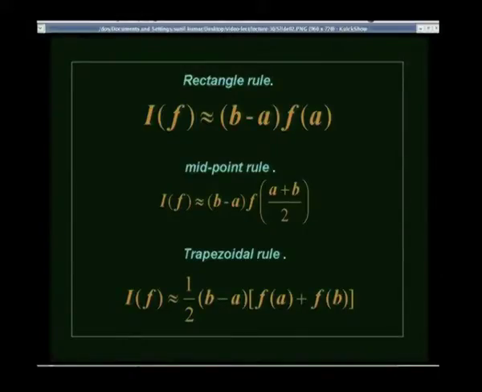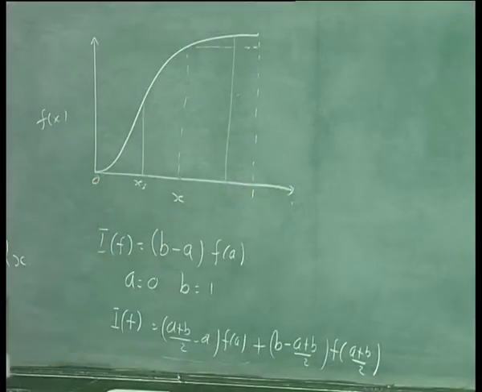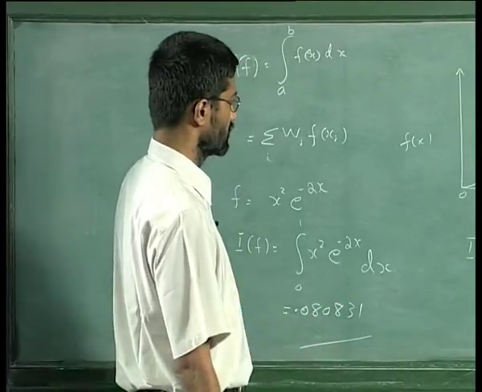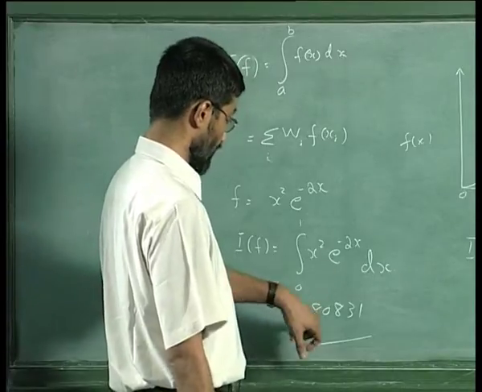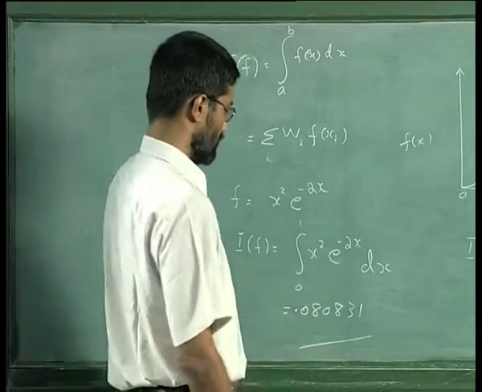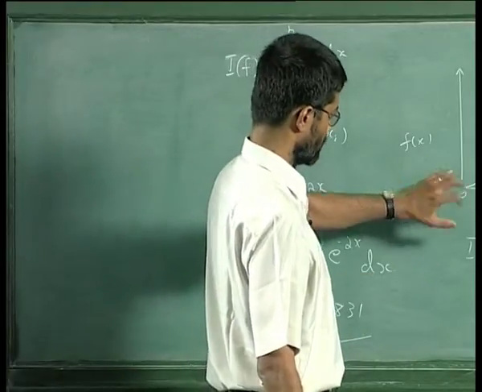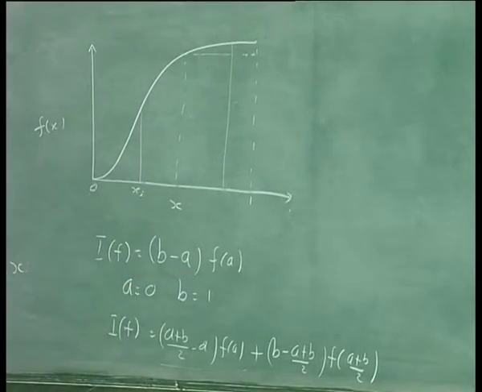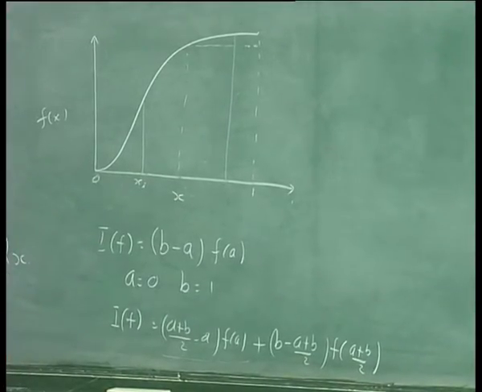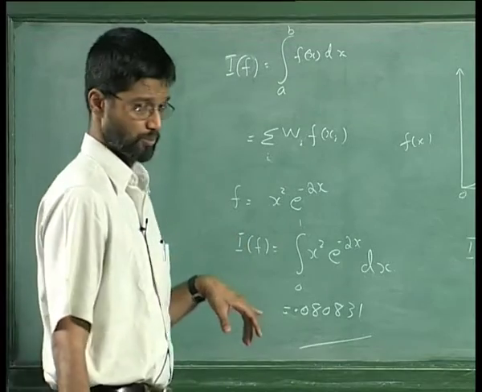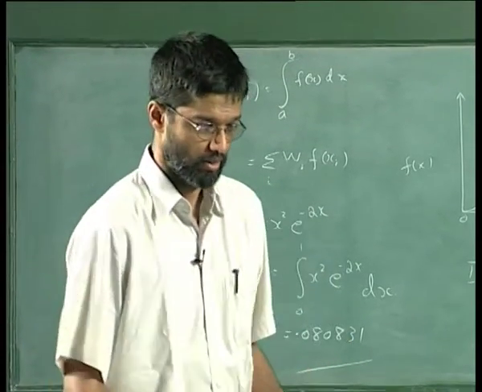So we saw that if you use the simple rectangle rule and split this interval even into 100 subintervals, we still are very far from the actual answer to this integral, which should be 0.080831. So it takes us a lot of function evaluations and the sum to get this integral correctly if you use a simple rectangle rule. Okay, so now let's do the same thing using a midpoint rule.